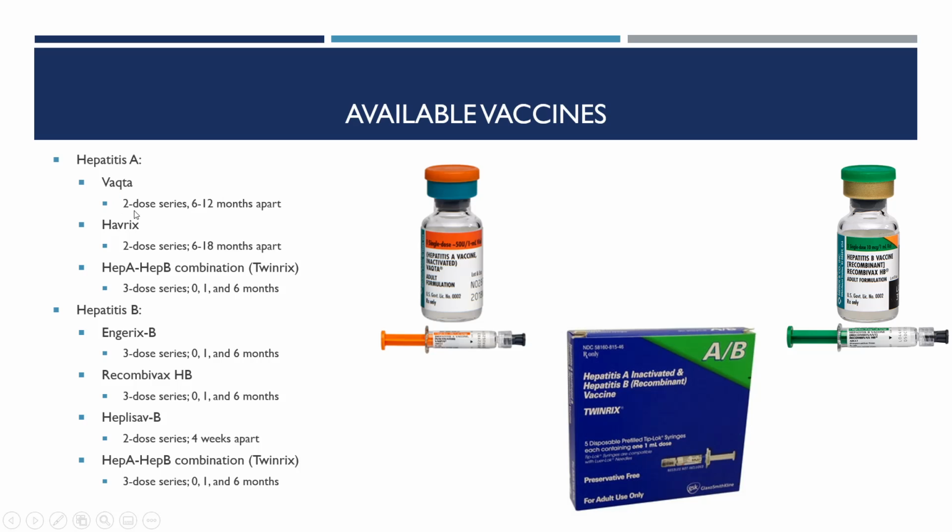So the two individualized hepatitis A vaccines are Vaqta and Havrix. This one right here is Vaqta. As you can see, it is the adult formulation. And the two hepatitis B vaccines are Engerix and Recombivax. If you needed to get immunized for both hepatitis A and B, there is the combination vaccine called Twinrix. And these are the intervals right here and the times at which you take them apart.